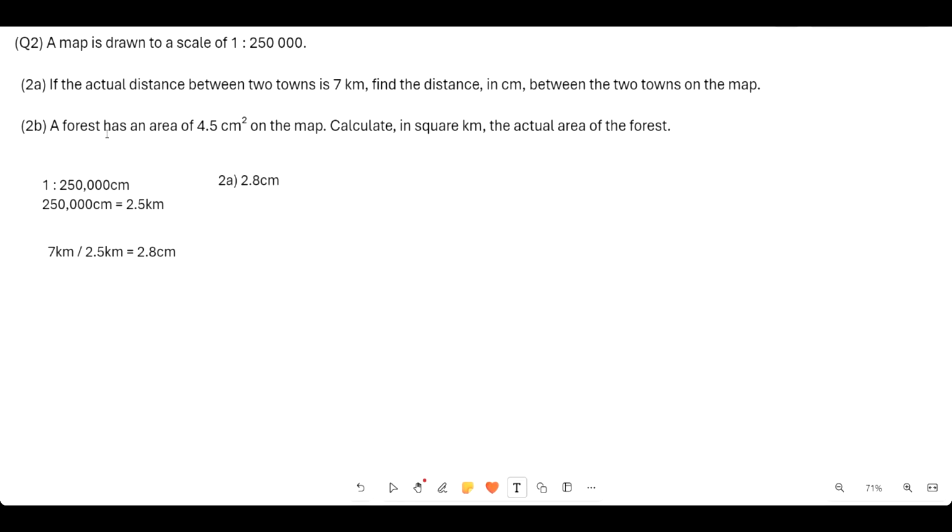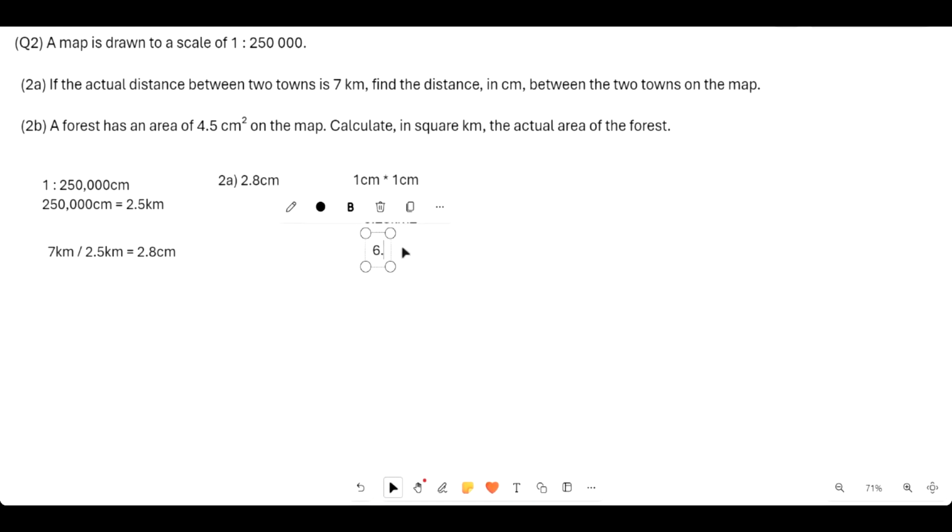Okay, question 2b. A forest has an area of 4.5 cm square on the map. Calculate in square km the area of the forest. Since this is a square measurement, it isn't just a distance, it's an area now. So 1 cm square times 1 cm square will equal 2.5 km times 2.5 km, which is on a real scale, since 1 cm is on the map. So 2.5 times 2.5, which is 2.5 squared, we will get 6.25 km square.